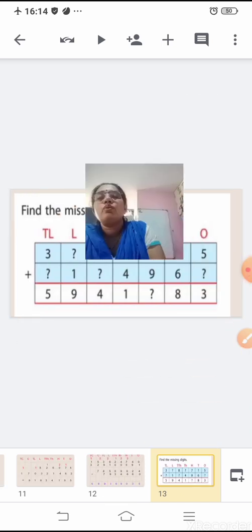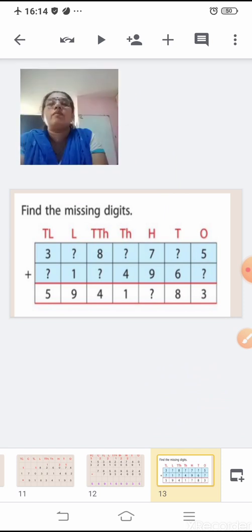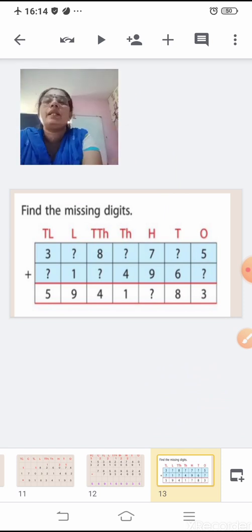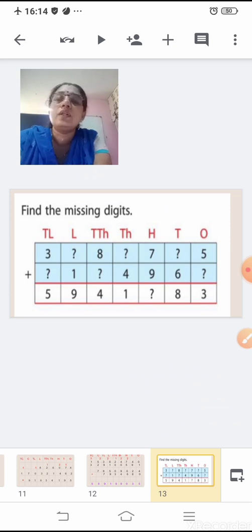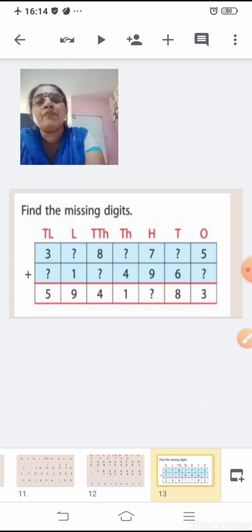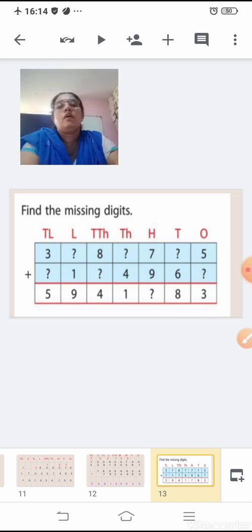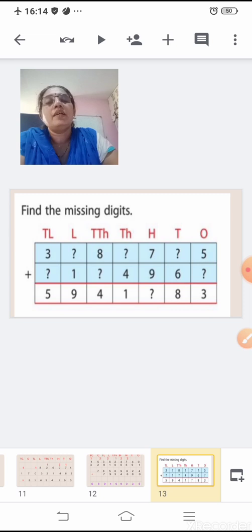Now coming to the next topic, that is finding the missing digits. In the last class we have already done this using smaller numbers. Here also in the same way, in these addition sums, one number is given, and you have to find the missing addend. Now see in the ones column, 5 is given and the next number is a question mark.